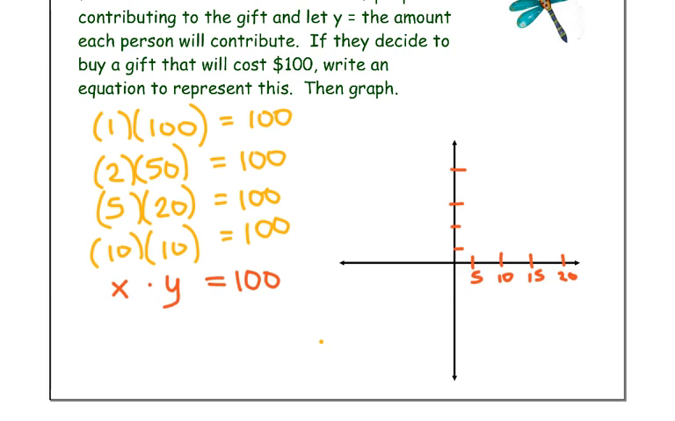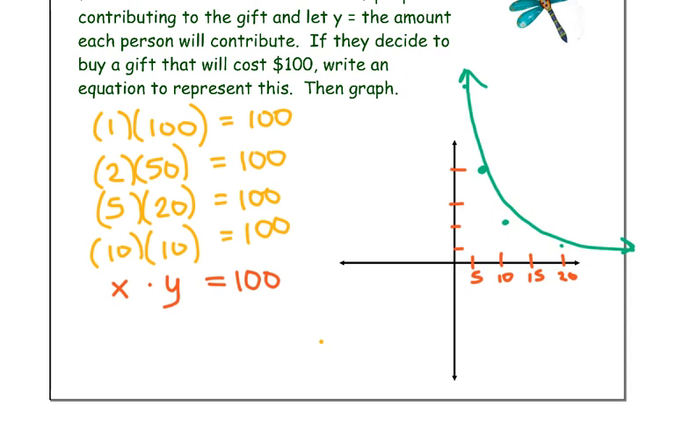And you could continue, and I'll probably just kind of sketch it. But you have 100 is something crazy up here. You have 2, 50 is something down here. 5, 20 somewhere over here. 10, 10 is somewhere over here. And then if you had 20, you'd be going down to 5. Okay, so you have a situation that looks something like that.